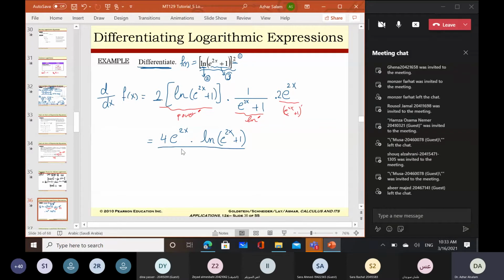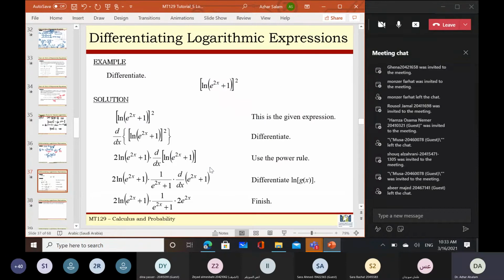This is all divided by e to the power 2x plus 1. Okay, I think this is the simplest form. Okay, this is the same answer, but we just multiply 2 by 2.